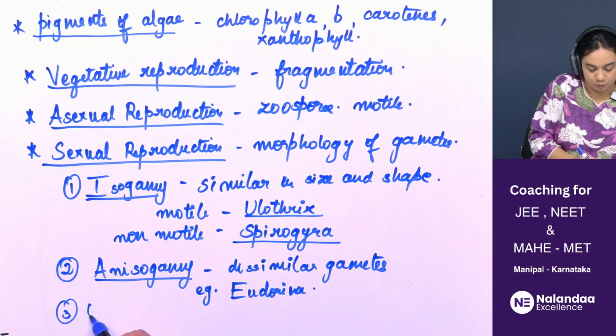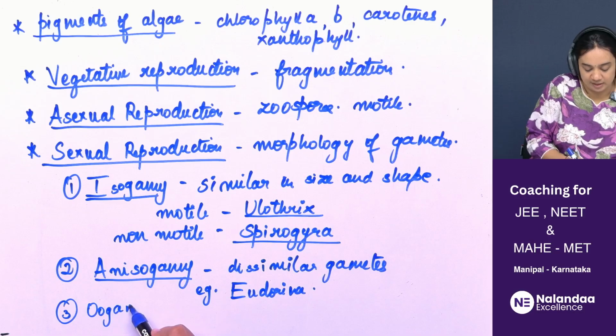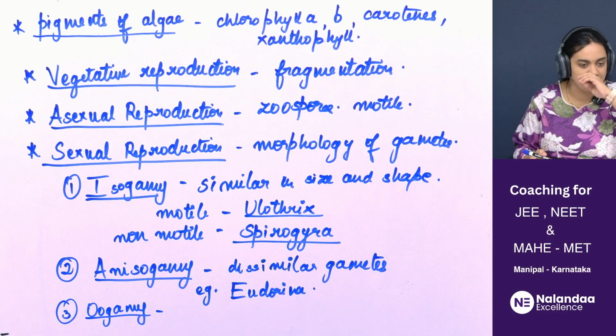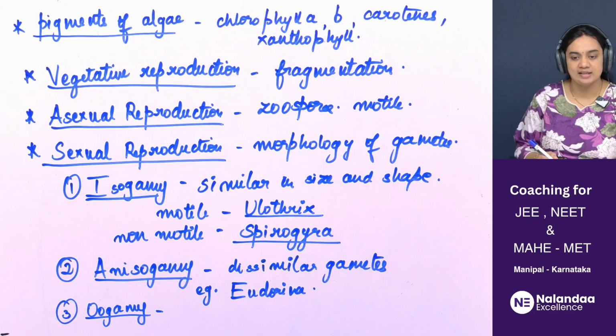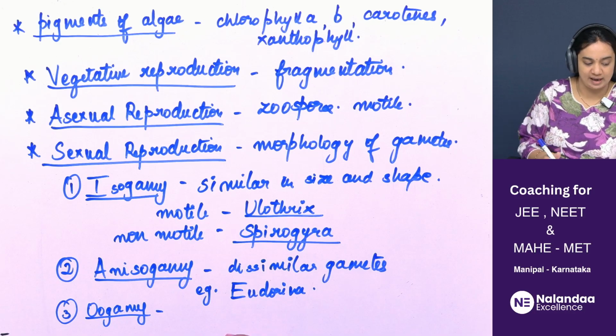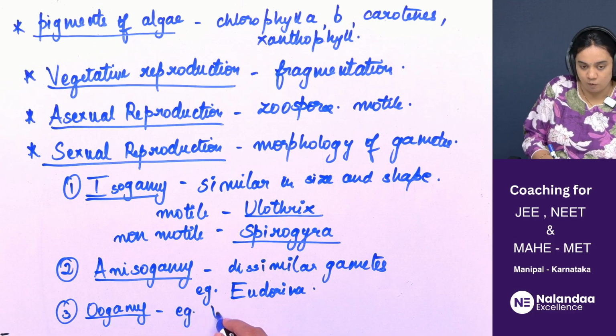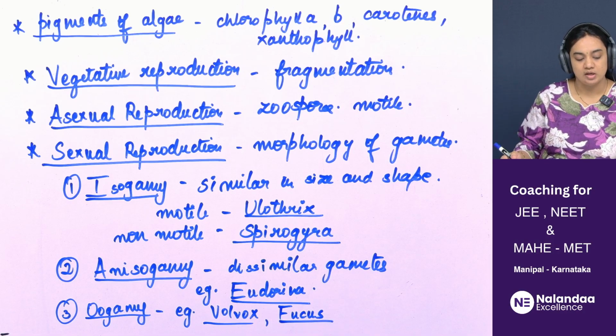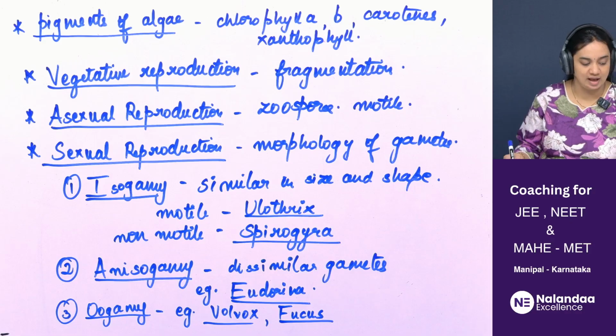And number 3, oogamy. Oogamy is when we have a motile male gamete and a non-motile female gamete, otherwise called the egg cell. So that is oogamy, motile male gamete and non-motile female gamete. Example, we see this in Volvox and Fucus. So this is about sexual reproduction in algae. Is this clear? We talked about general characteristics, thallus organization, pigments, vegetative, asexual and sexual reproduction. Clear?